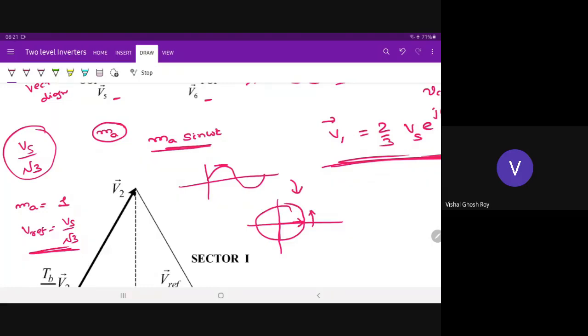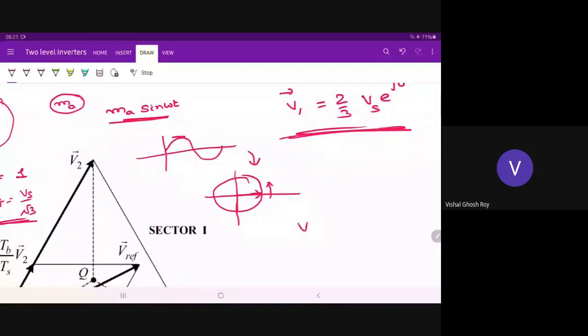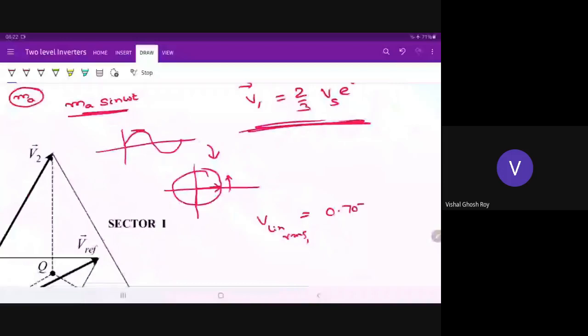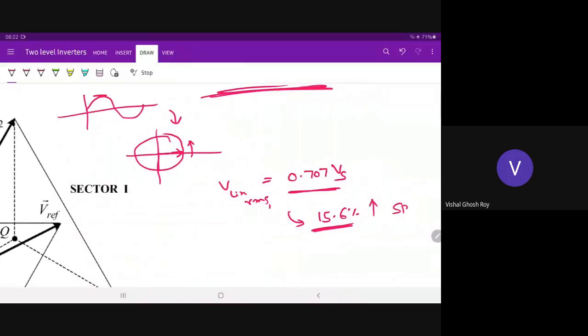After that, we derived, using space vector modulation, the maximum line voltage, the maximum line voltage RMS value, that is the fundamental RMS value. That is 0.707 times the source voltage Vs. If you compare with sine triangle PWM, it is 15.6% greater than sine PWM. You already discussed this in the previous class, right?